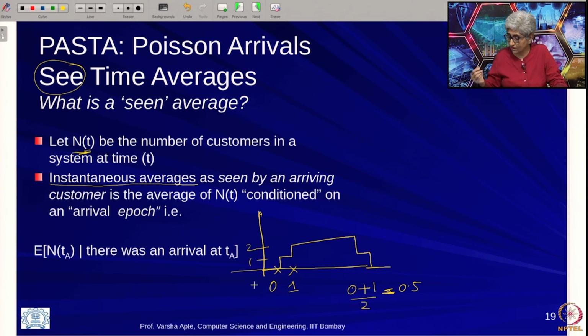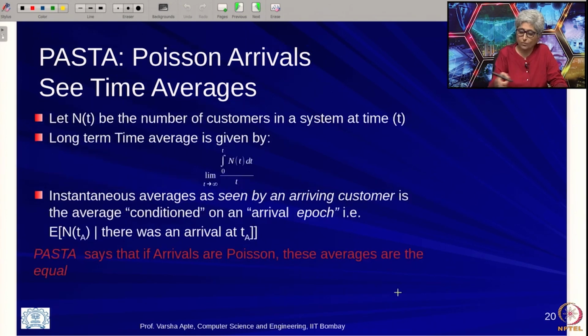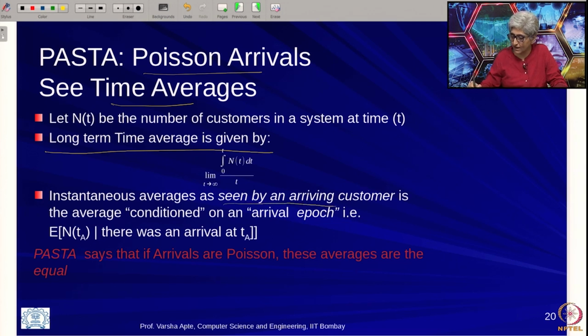Okay. Now, you can see the difference, right. What this Poisson arrivals see time averages (PASTA) property says is that these two, the long term time average and the instantaneous average as seen by an arriving customer, these two are the same if arrivals are Poisson. Okay. Only for Poisson arrivals these are the same.